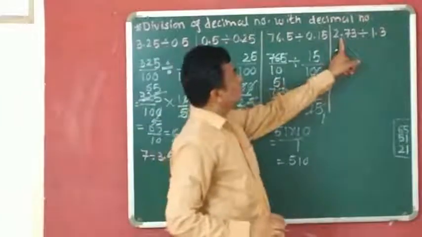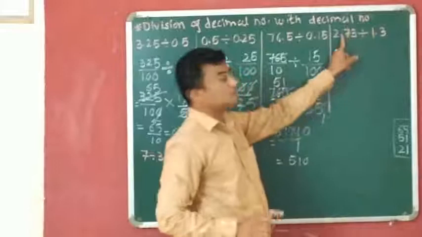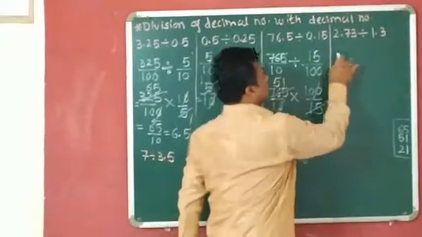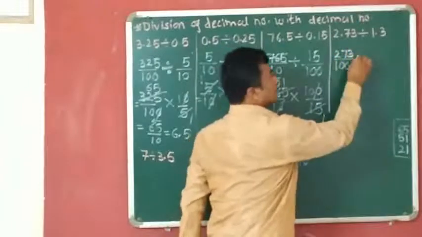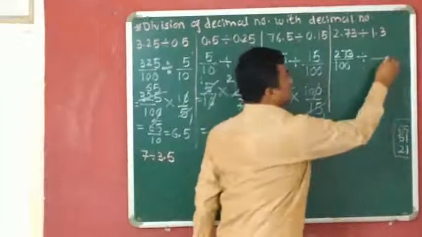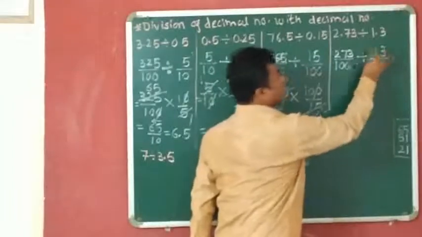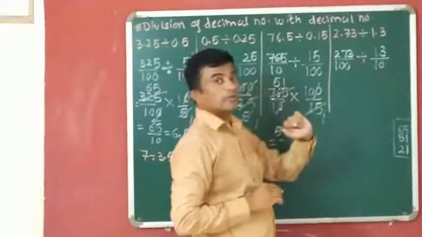Now next: 2.73 divided by 1.3. Here after the decimal point 2 digits are there. So downside we can write 100 and upside 273. Divide. Here after the decimal point 1 digit is there. So downside we can write 10 and upside what? 13. Now this divide sign we have to convert into a multiply sign.